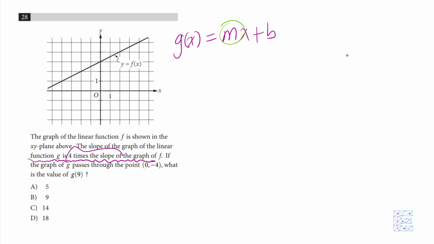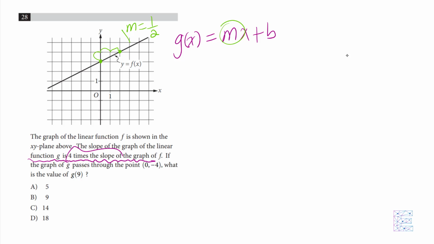Remember, given a graph, you can just find slope by counting. Slope is rise over run. From that point to this point, you want to find two really distinct points. How do we go from left to right here? We go up 1 over 2 places. So the slope of this line is 1 over 2.